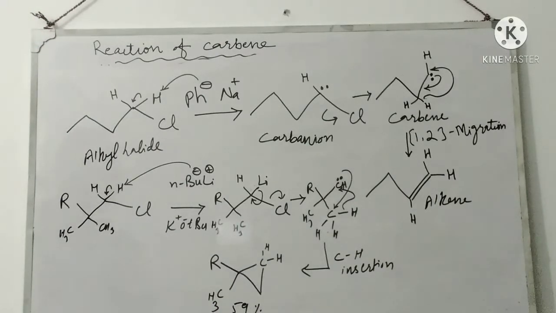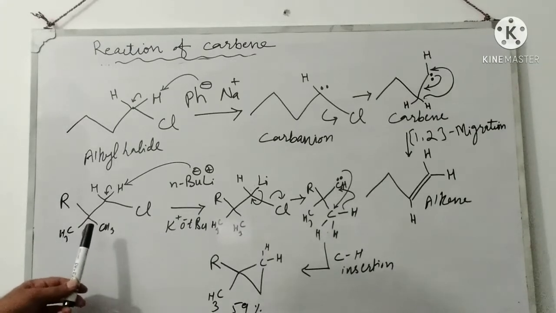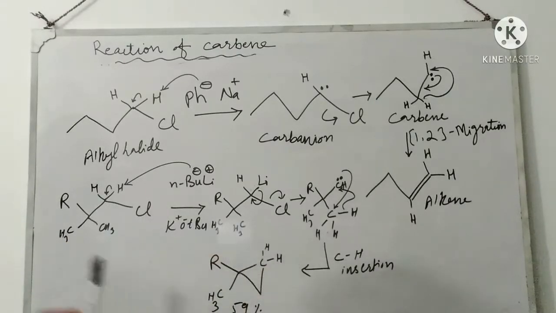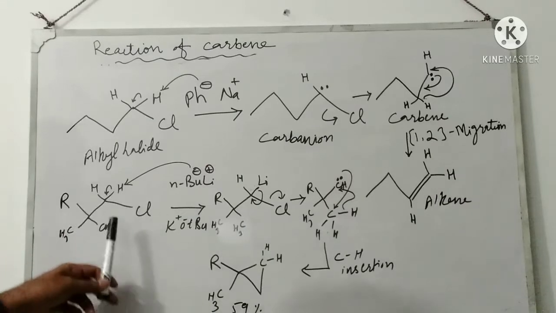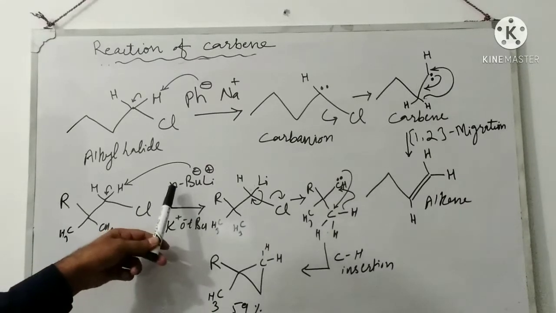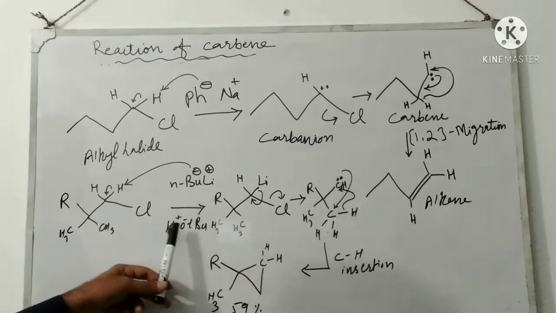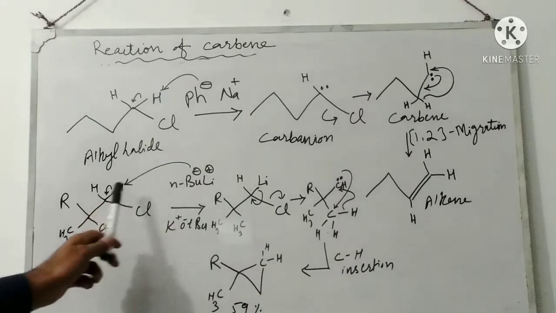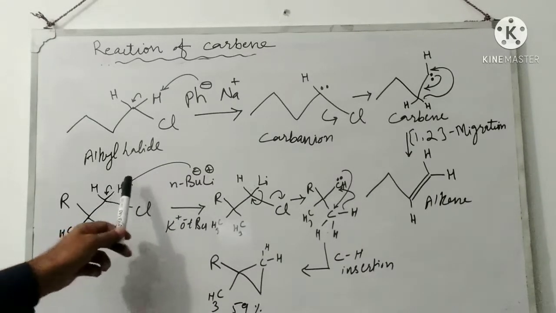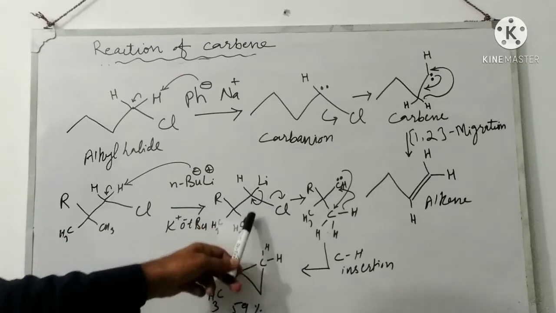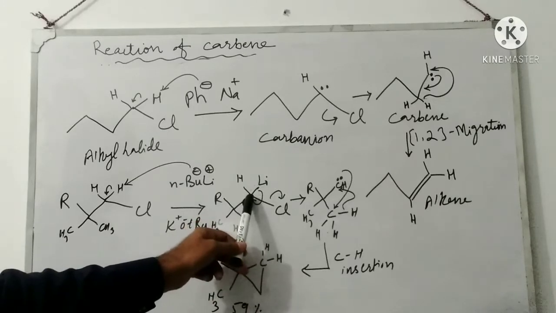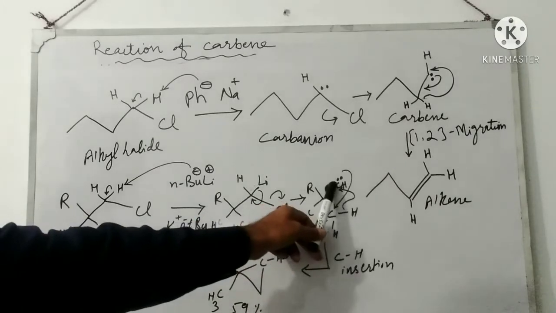So this 1,2 migration is very fast in these reactions. Here is another example, in which there is direct insertion of the carbene, C-H insertion of the carbene into a carbon-hydrogen sigma bond. In this reaction, n-butyllithium and potassium tert-butoxide are used as a base. When the n-butyllithium takes this proton, it makes the organolithium. From this organolithium, again the same alpha elimination occurs.